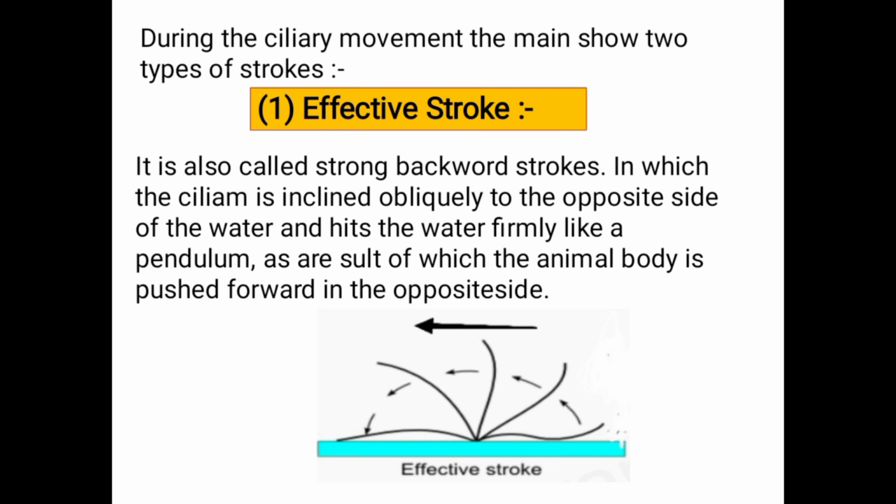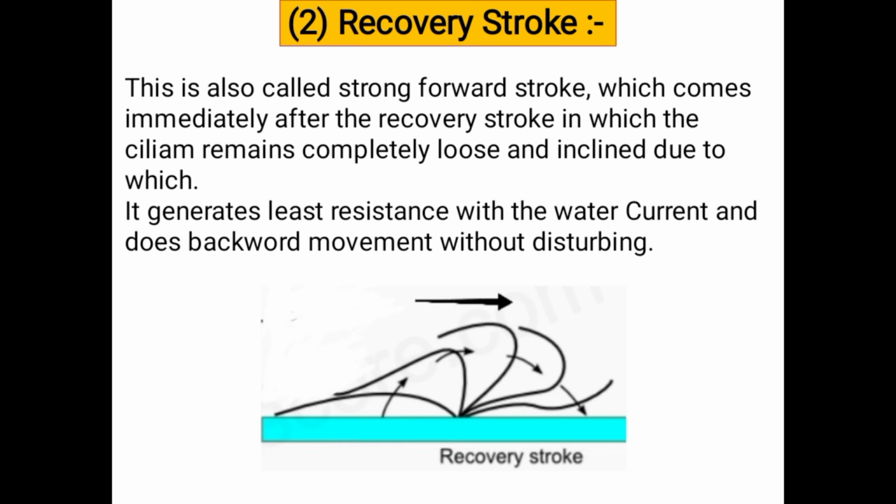Second, recovery stroke. This is also called strong forward stroke, which comes immediately after the effective stroke, in which the cilium remains completely loose and inclined, due to which it generates less resistance with the water current and does backward movement without disturbing.